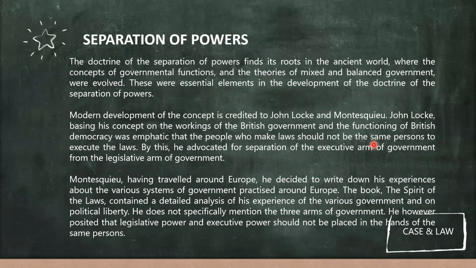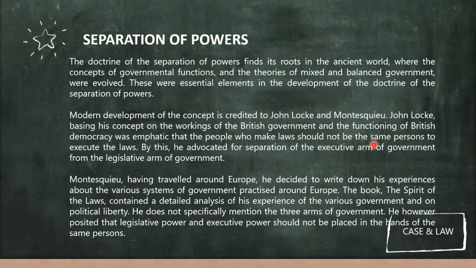So we can also talk about Montesquieu, in his book, The Spirit of Laws. Montesquieu was essentially saying the same thing. He was saying that the powers of the legislature and the executive should not be placed in the hands of the same persons. So really the point is that you should not allow the same persons to be managing the executive and the same persons to be managing the legislature.